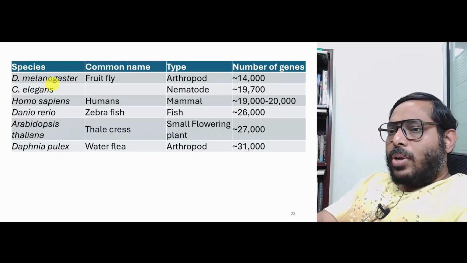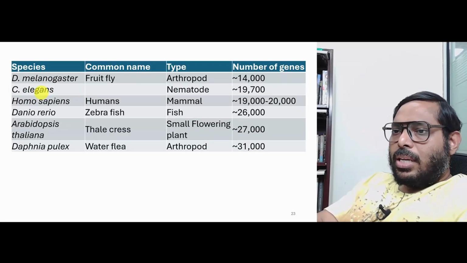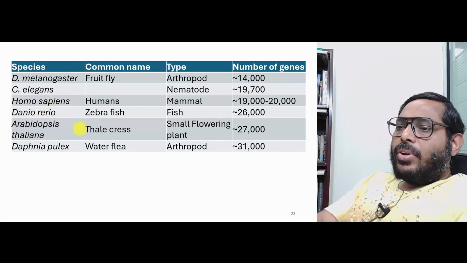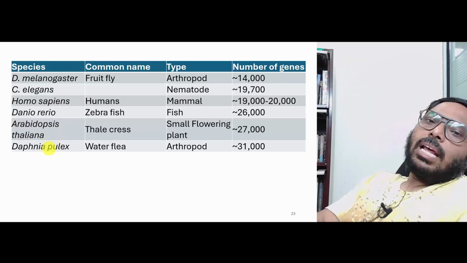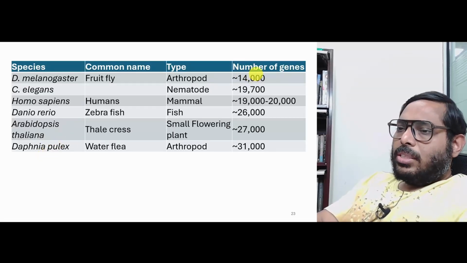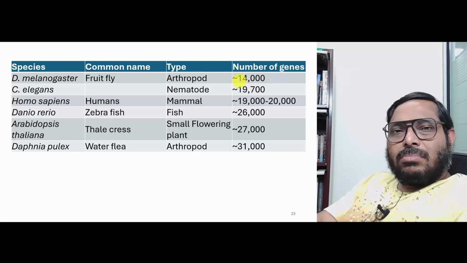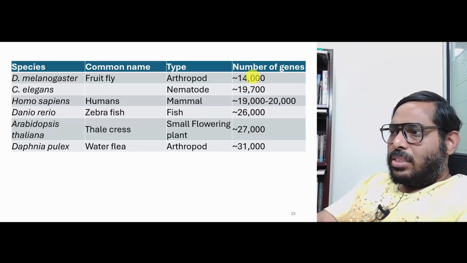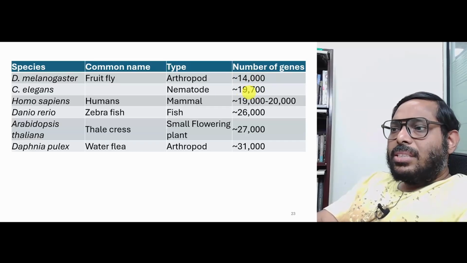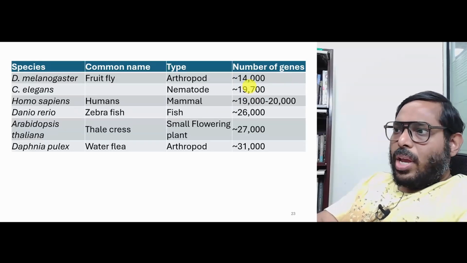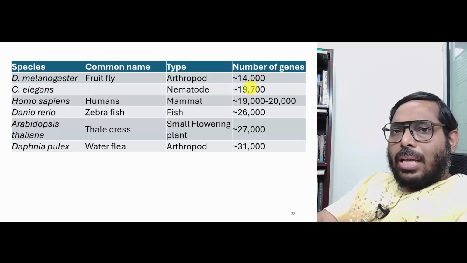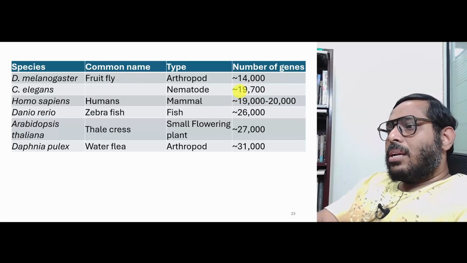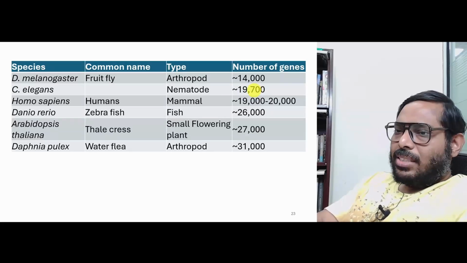This is Drosophila melanogaster right at the bottom, this is C. elegans, a nematode, these are us humans, this is a zebrafish, this is Arabidopsis, this is Daphnia pulex. Now, look at their genomes. Among all these examples that I have taken, Drosophila has the smallest number of genes, but the nematode, which for all we can see is a far simpler organism than Drosophila melanogaster, yet has about 6,000 extra genes.